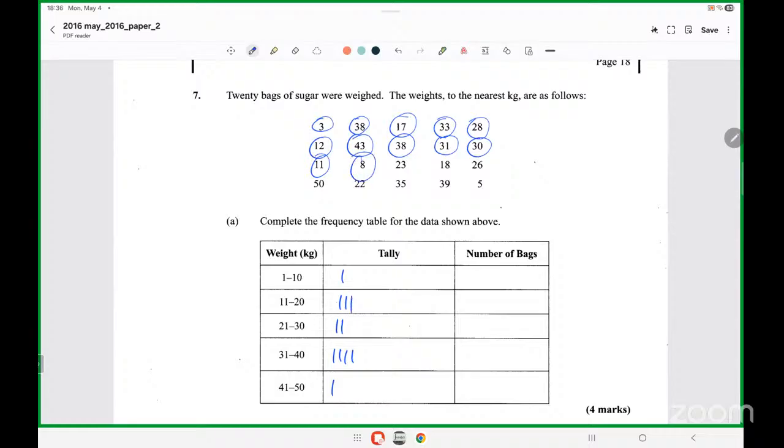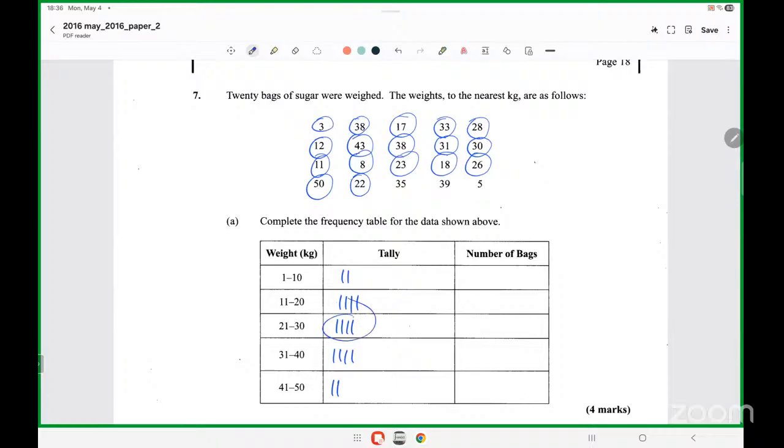8 is going to be here. 23 is going to be here. 18 is going to be here. 26 is going to be here. 50 is going to be down here. 22 is going to be here.